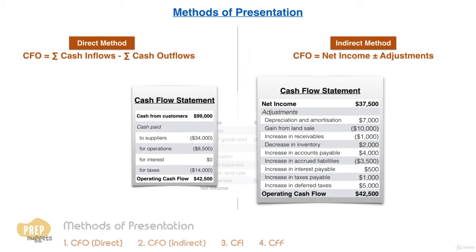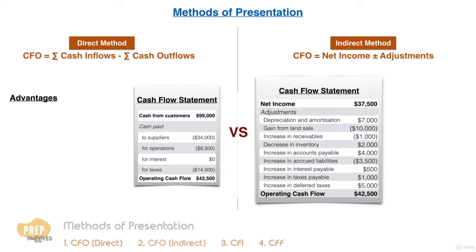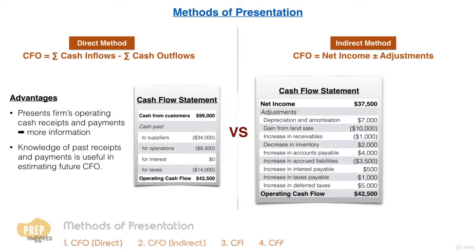The primary advantage of the direct method is that it presents the firm's operating cash receipts and payments, while the indirect method only presents the net result of these receipts and payments. Therefore, the direct method provides more information than the indirect method. This knowledge of past receipts and payments is useful in estimating future CFO.